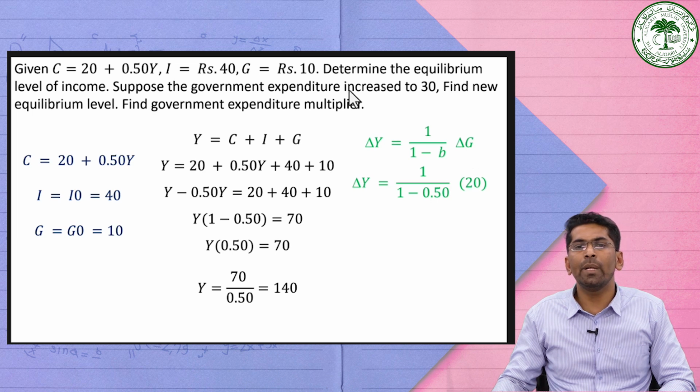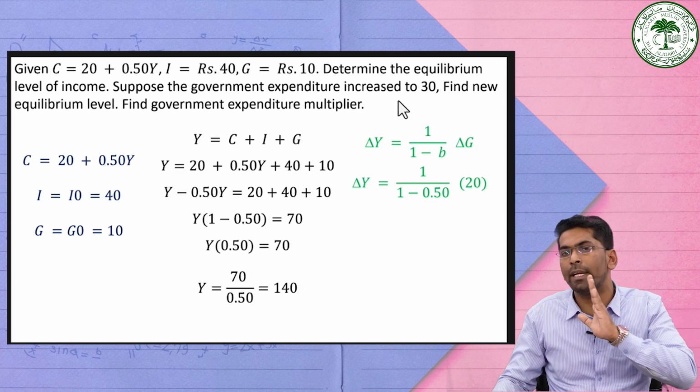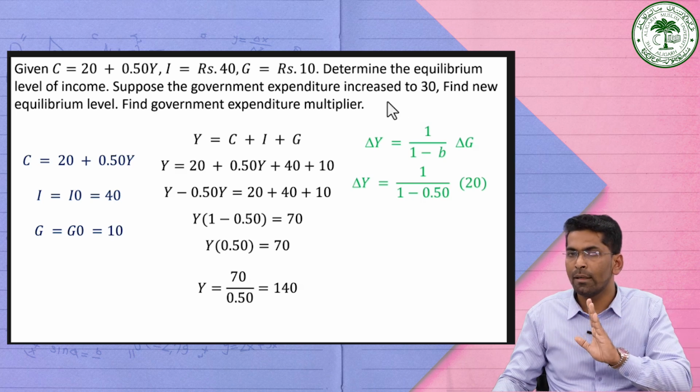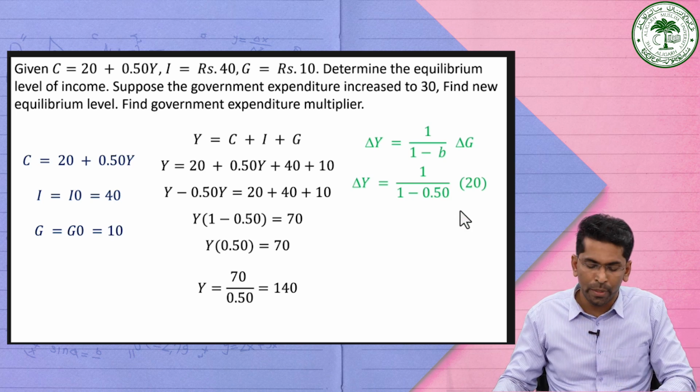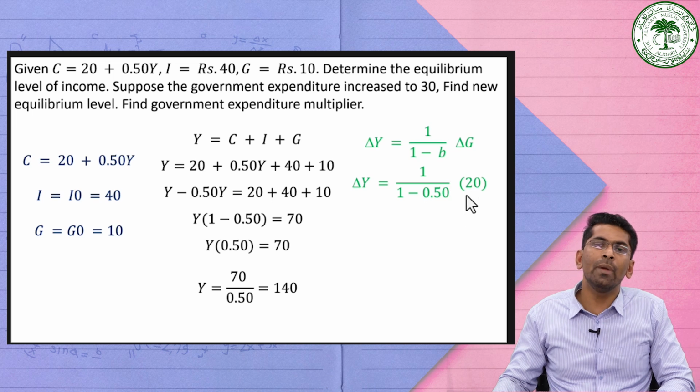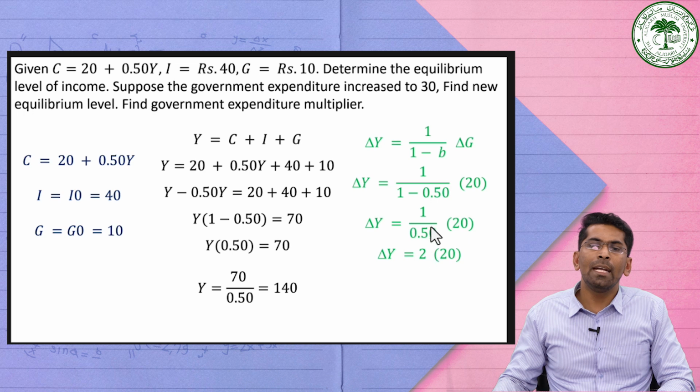See government expenditure is increased to 30. So earlier it was 10, now it is increased to 30. Now what is the change? Change is 30 minus 10, which is equal to 20. Now we are going to multiply this 20 with the multiplier. Then multiplier is equal to 1 by 0.5 into 20. Then multiplier is equal to 2, and 2 into 20. So your level of income will be increased by 40.